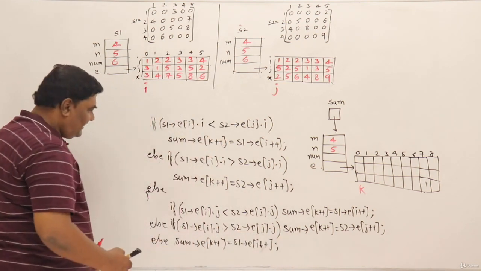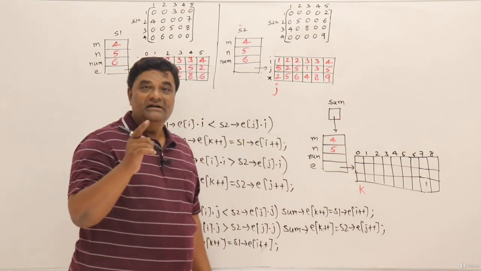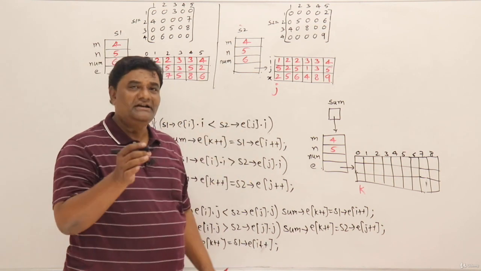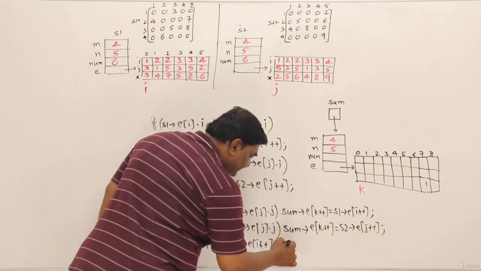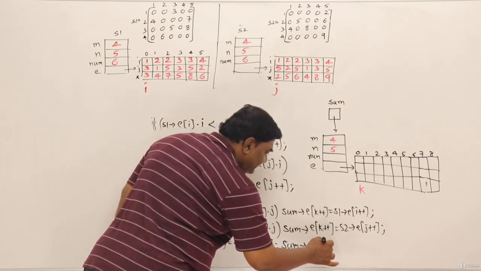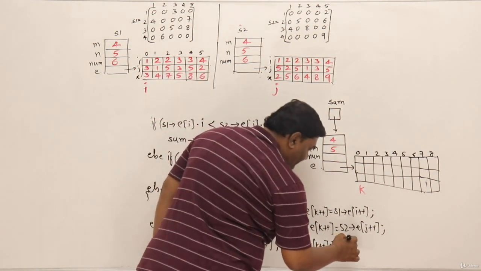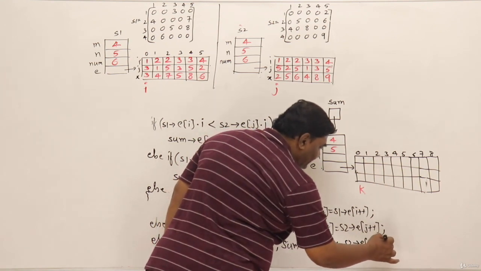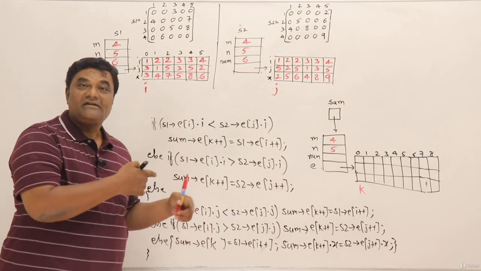So actually, I have simply copied this S1 element to sum, but I should add them. I should add the value from this S2. So I need one more statement. After this, I should say sum of E, now say k plus plus, in this x value, I should add the value from S2. So S2's E of j plus plus dot x value. That's it. Then this procedure should be repeated.